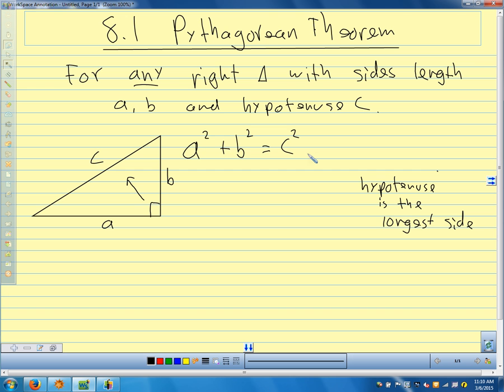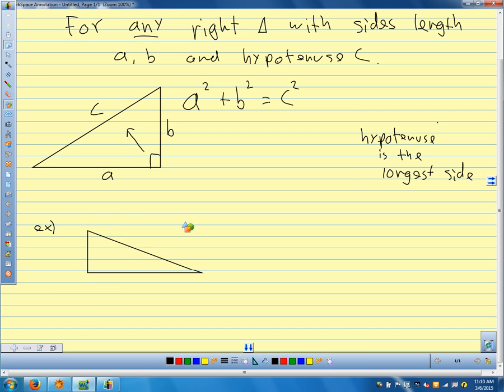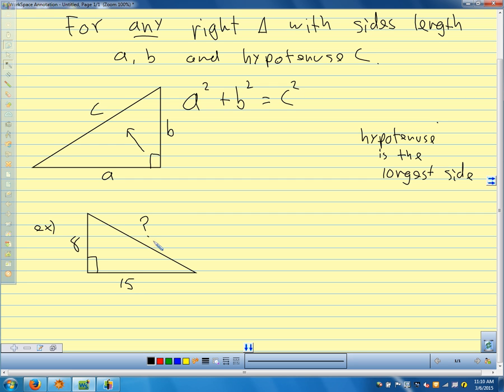All right, so I just want to do a couple of examples calculating with the Pythagorean theorem, and then we're going to add a little bit of information. So we'll do an easy one first. So there's my triangle. I'm going to say 8, 15, and question mark. We'll call it x. And the problem says find x.